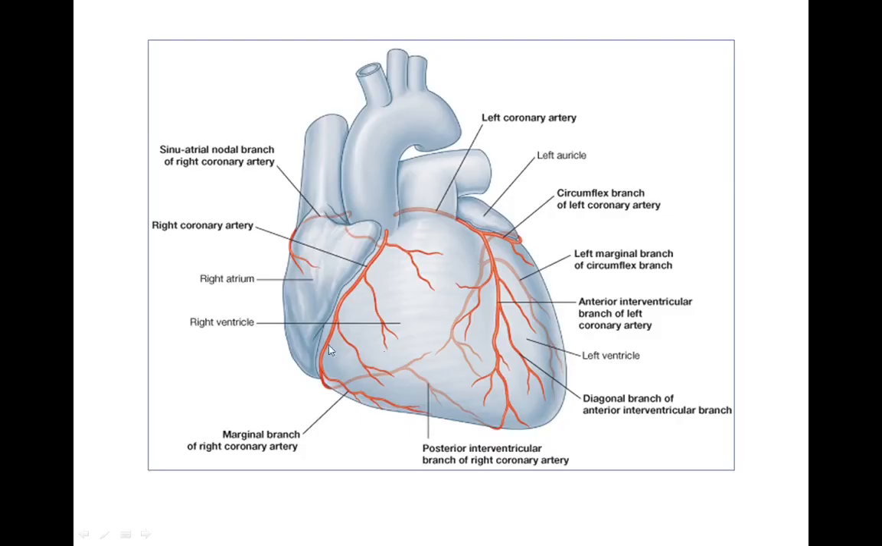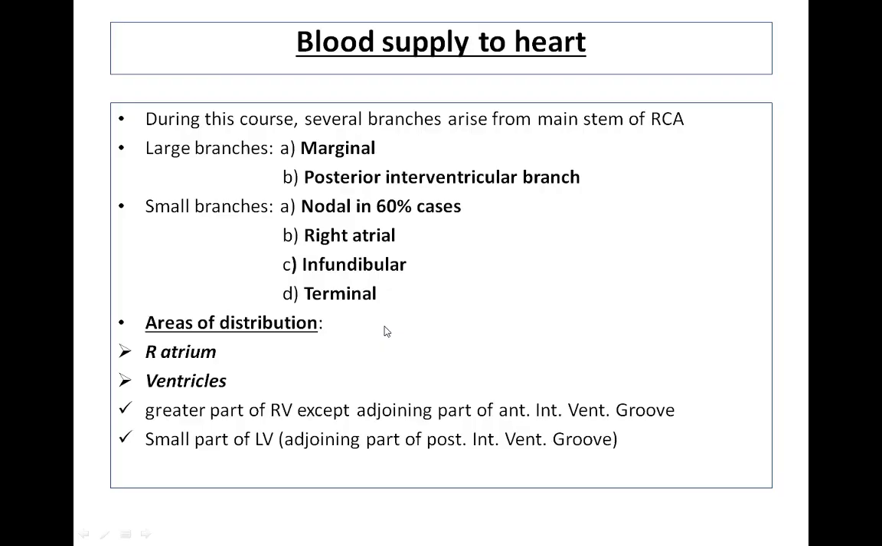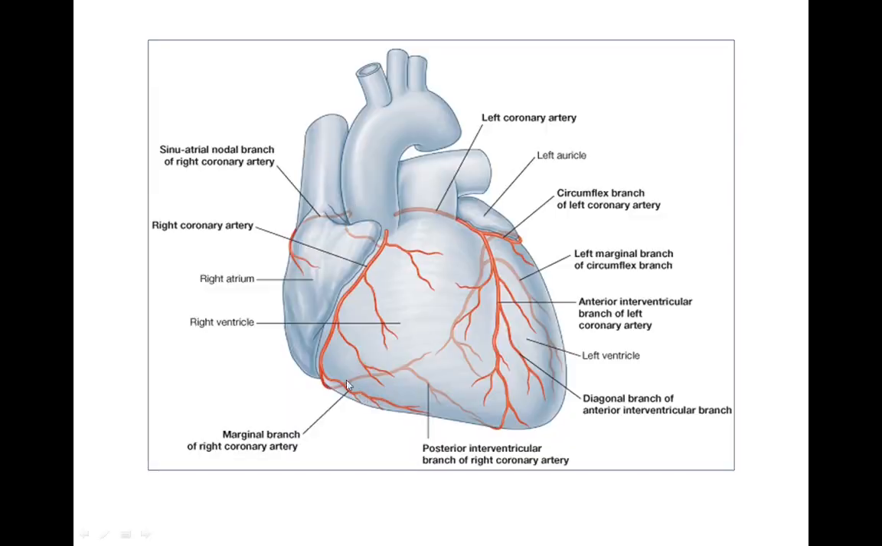Now, during this course, it will have to supply. There is some meaning why it comes this way and then here. It gives some branches. Now, what are the branches? During this course, several branches arise from the RCA, the right coronary artery. One is a large branch, called the marginal branch. Before reaching the inferior border, it gives a branch along the inferior border, so it is the marginal branch. You have to practice drawing the diagram. So this is the marginal branch of the right coronary artery.